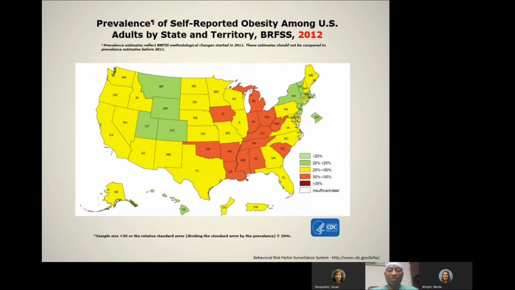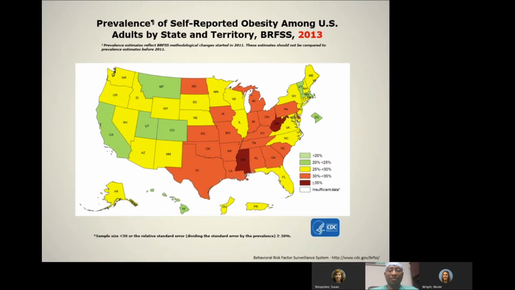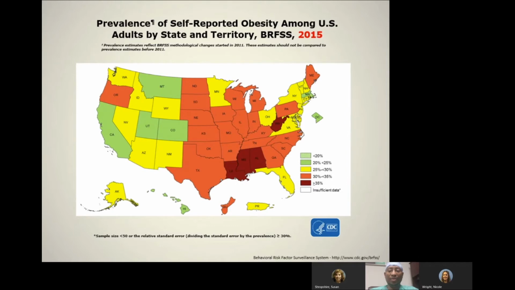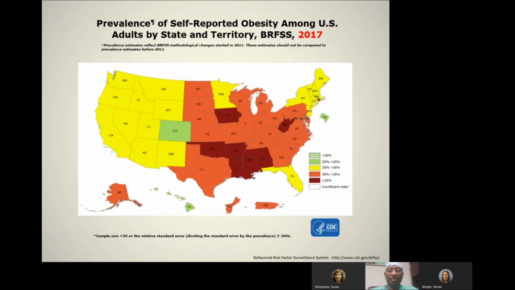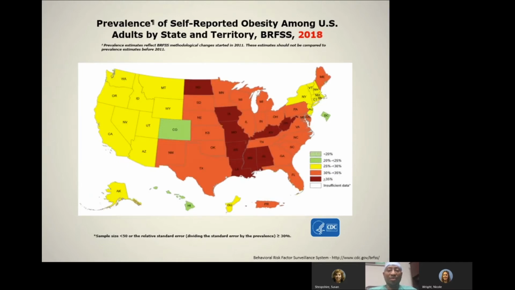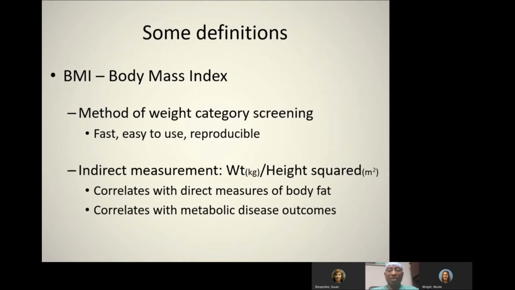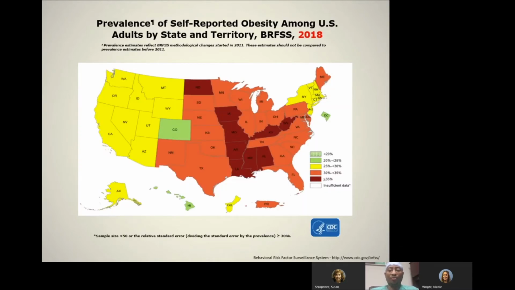And then 2012, 13, 14, 15, 16, then up to 2017, what you're seeing are levels of obesity, in the dark burgundy, that didn't even exist back when we started. And so as you can see, this is a growing problem.